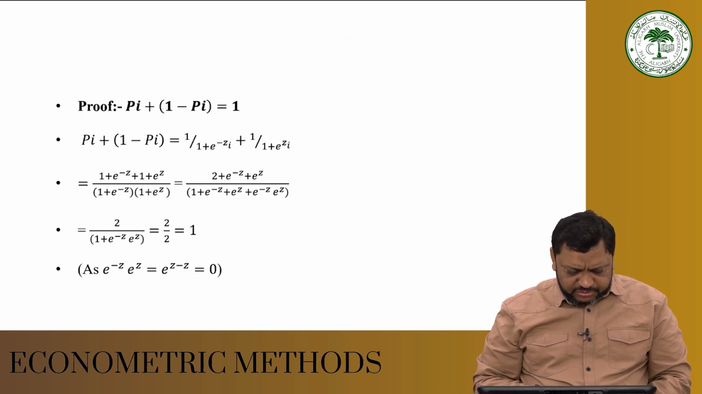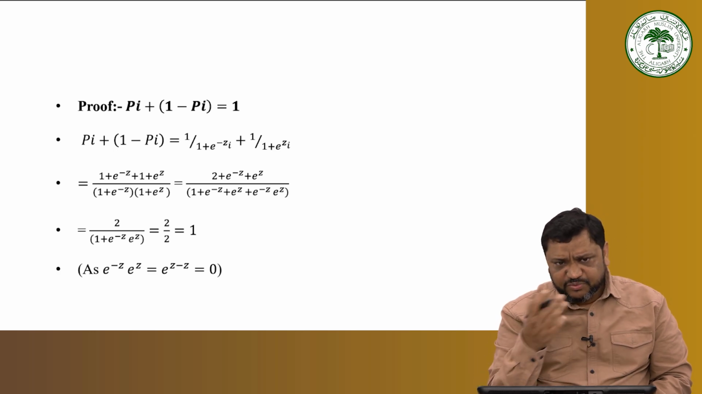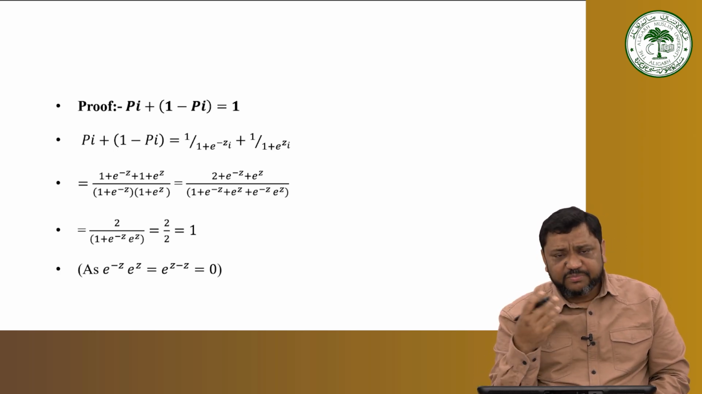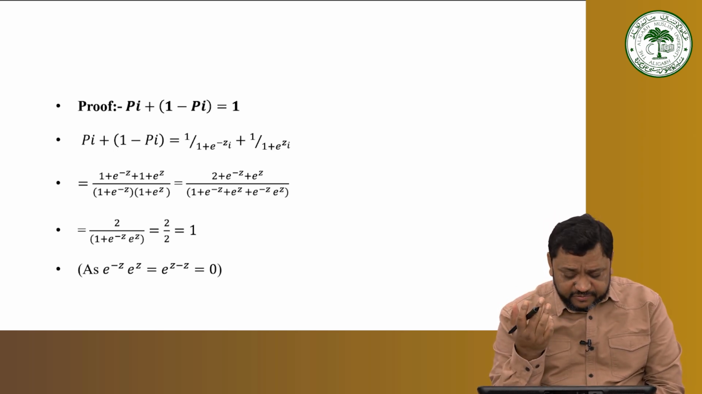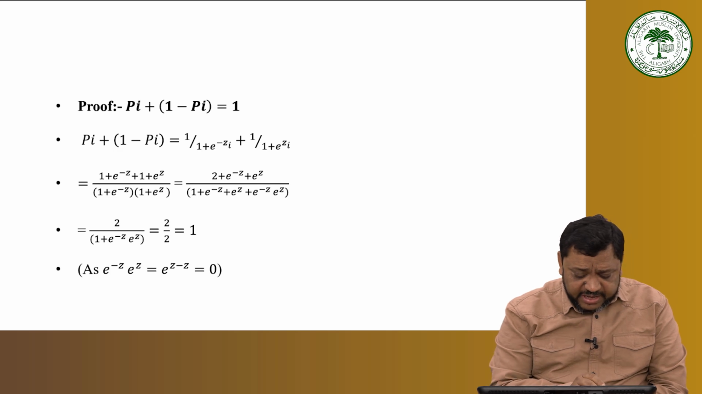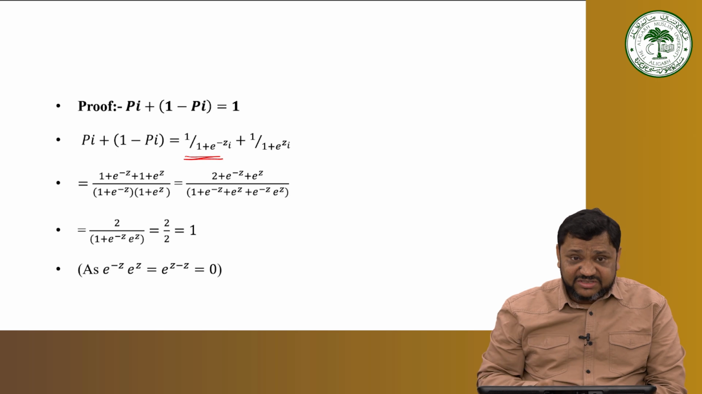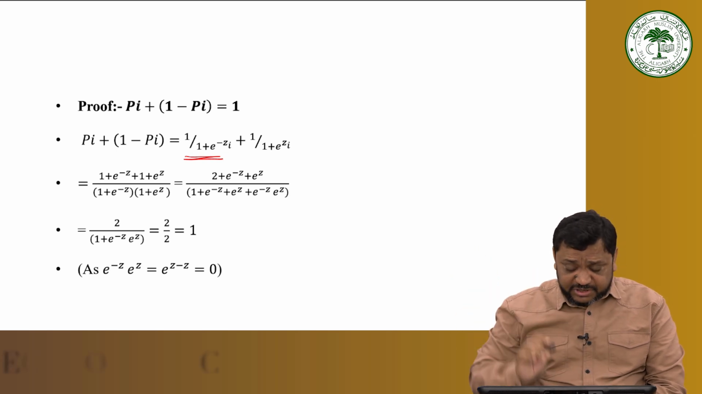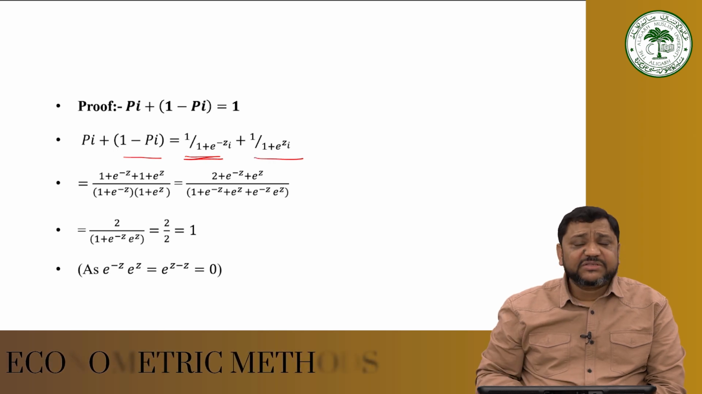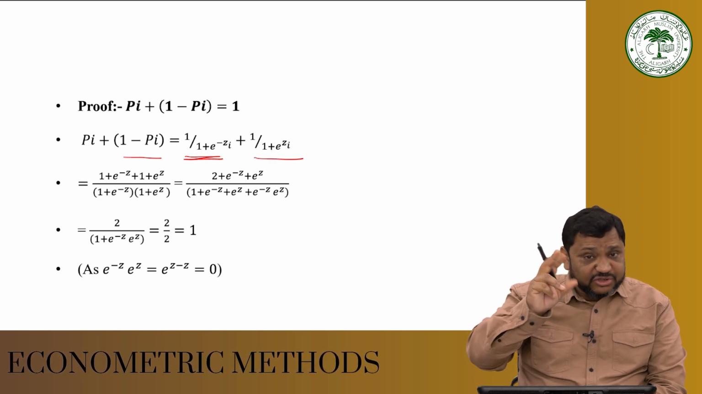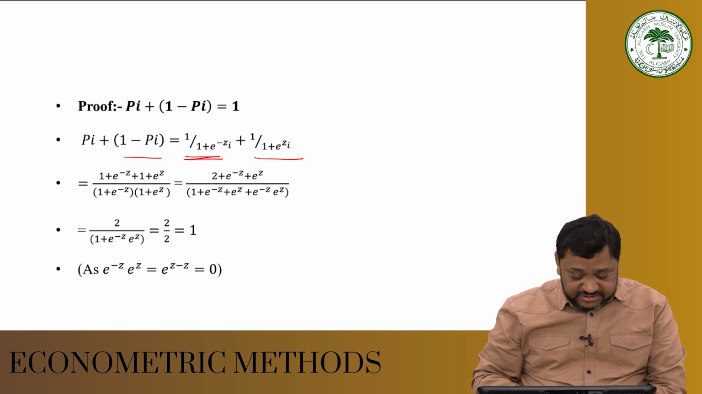Now we do some small proofs. One is that Pi plus 1 minus Pi, that is the probability of success and the probability of failure, of having a car and not having a car, is equal to 1. So we can say Pi, as we have seen, is equal to 1 divided by 1 plus e raised to the power minus zi, where zi is equal to beta 1 plus beta 2 xi. And 1 minus Pi is the same thing, but it is not minus zi, rather it is 1 upon 1 plus e raised to the power zi.